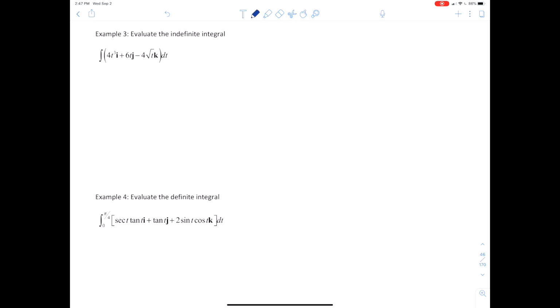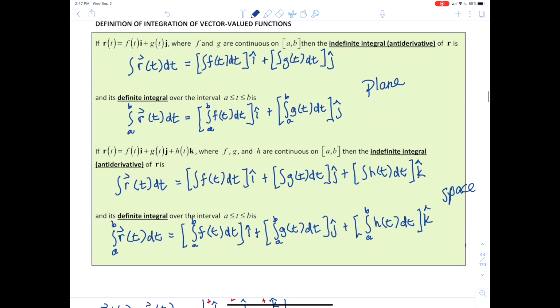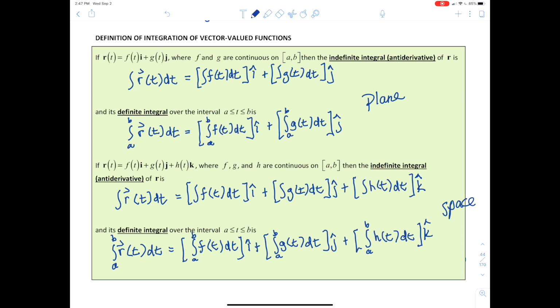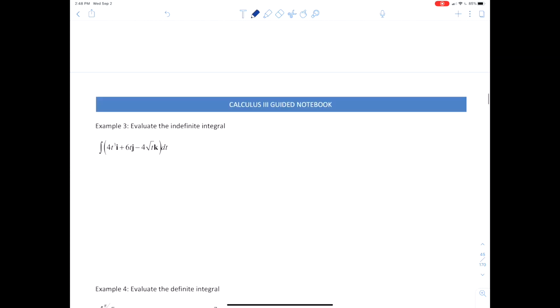Evaluate the indefinite integral, right? So remember, all we're doing is integrating each of these functions with respect to t. Now here, if you're going to add some kind of constant of integration, it would end up being a vector. Okay, so just be careful on that.